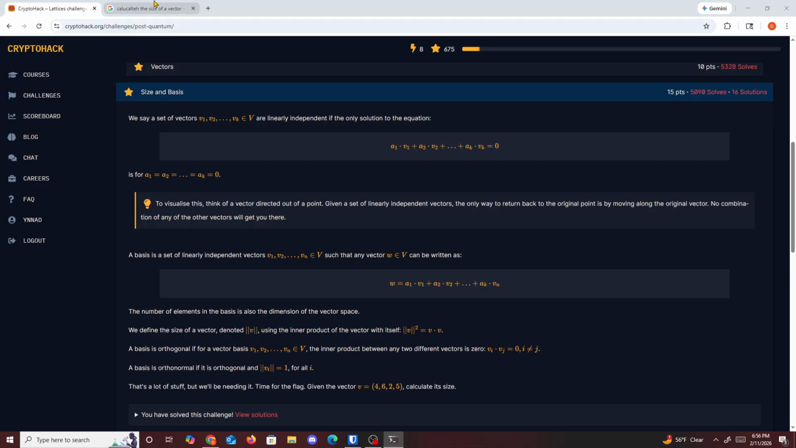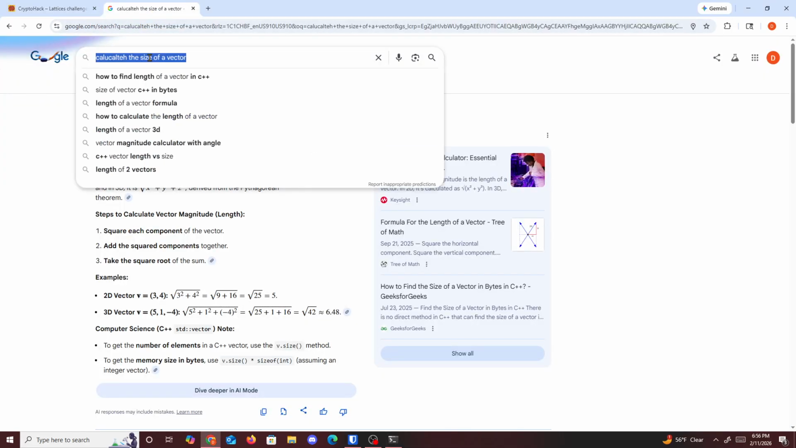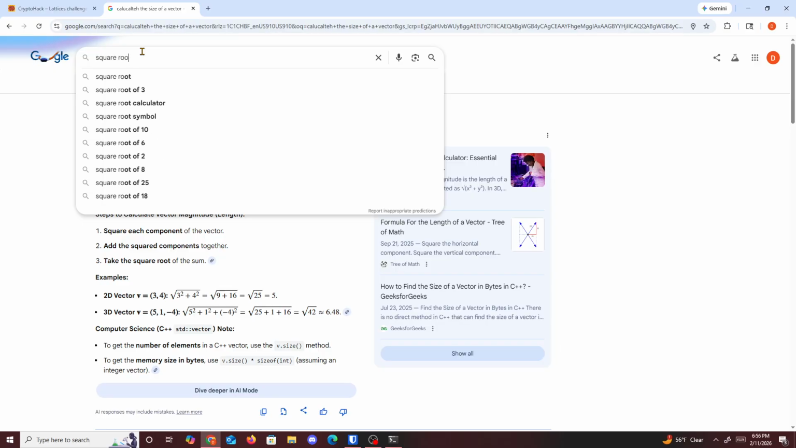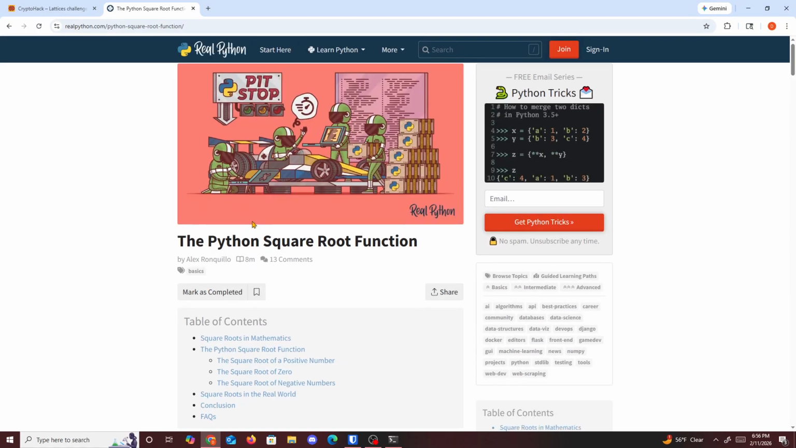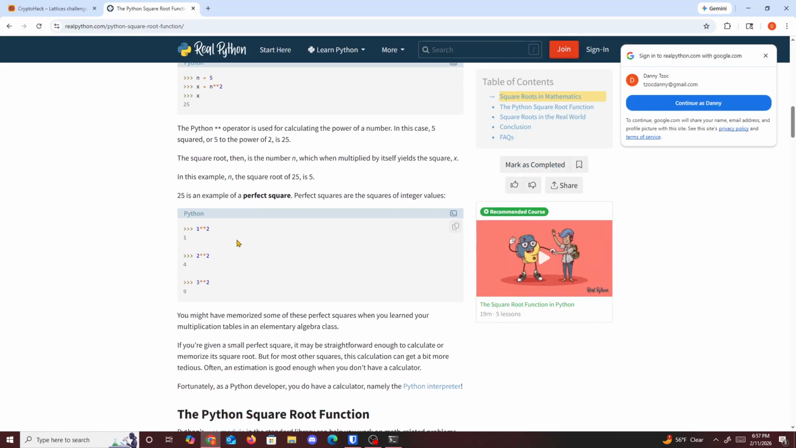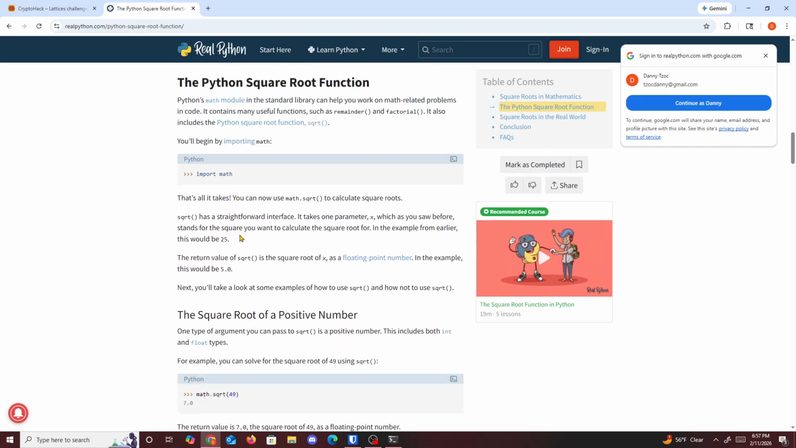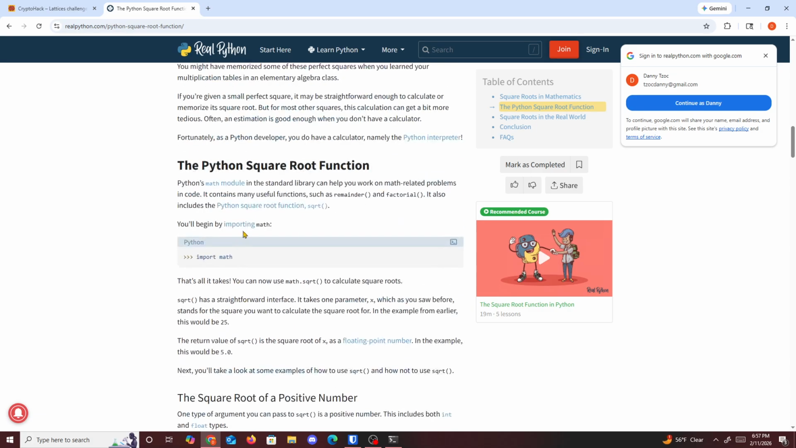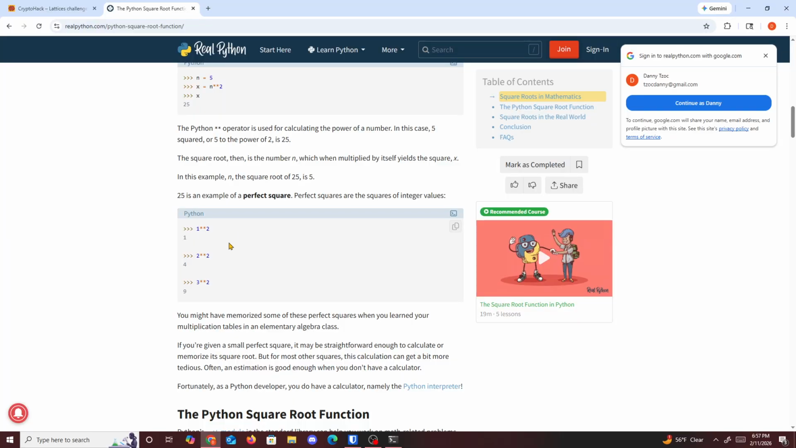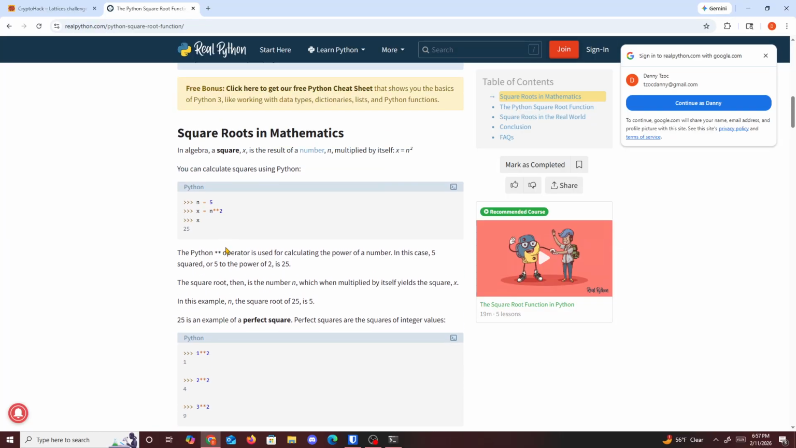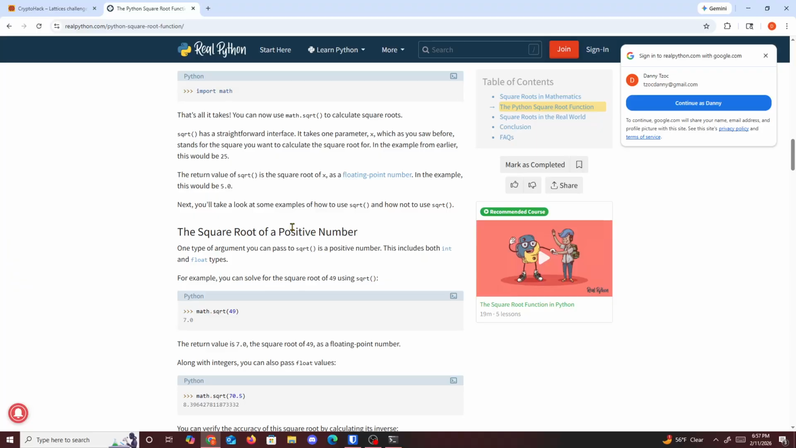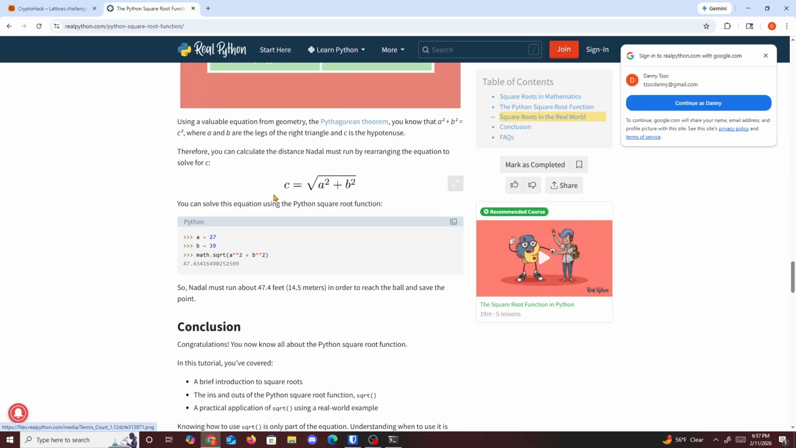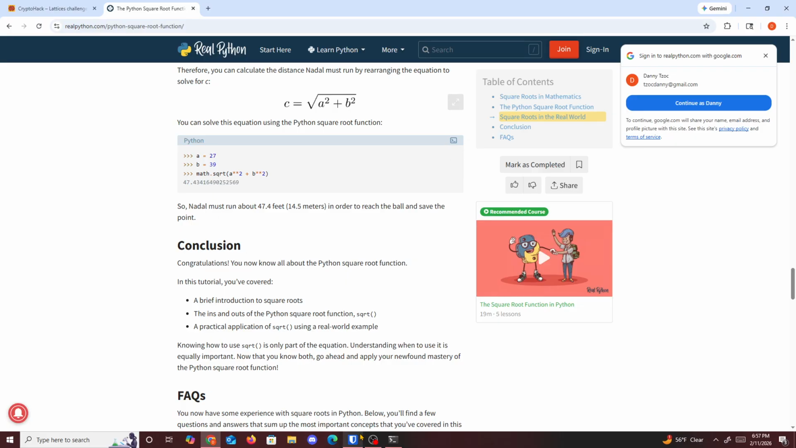Yeah, there's no square root, so let me look up square root in Python. sqrt, that's what I did, but is it importing a function? Import math. Okay, so it's only available in the math module. Yeah, so we've got to import math.